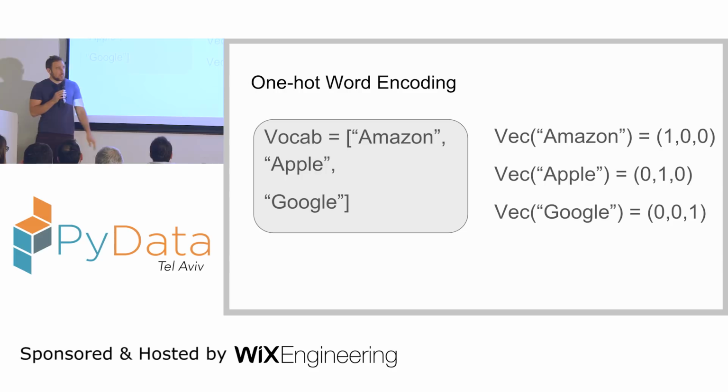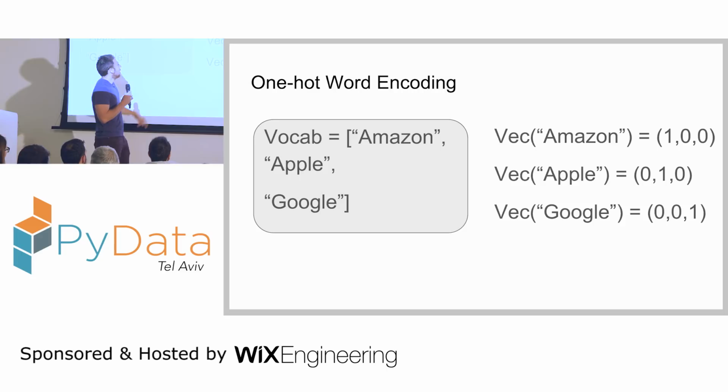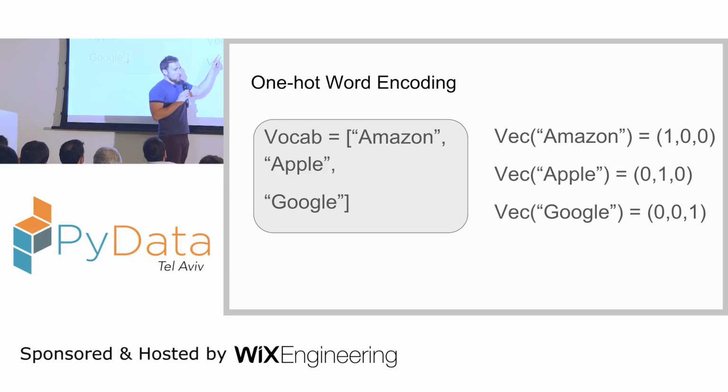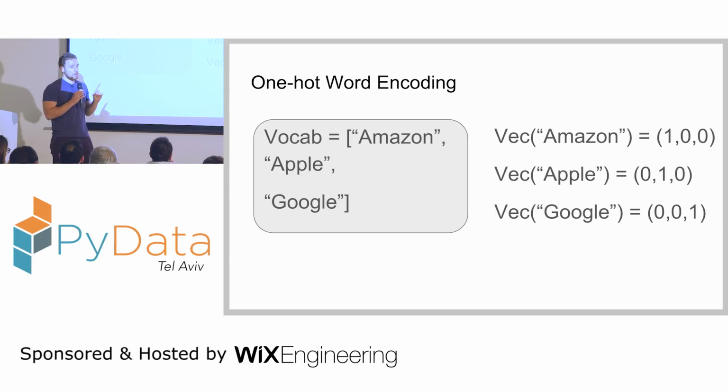Okay, so assuming that I scanned my entire corpus, and this is my vocabulary: Amazon, Apple, Google. These are the only words that I care about. One hot encoding is essentially this. I think it's easier just to see the slide. So each word vector would be a vector that has only one instance of non-zero values.